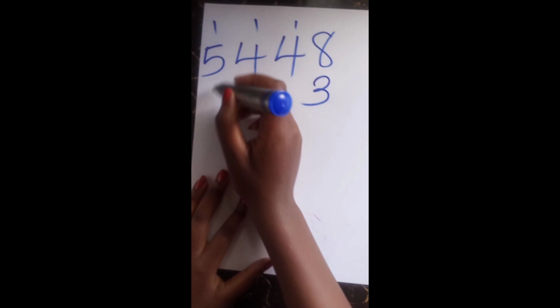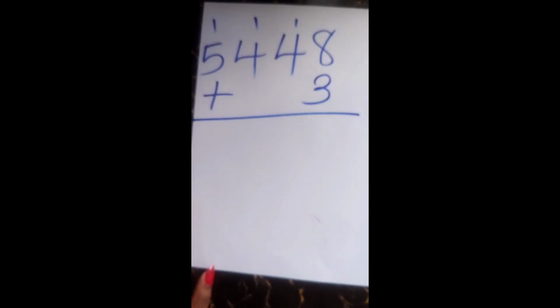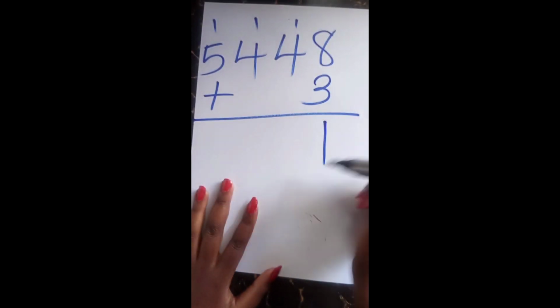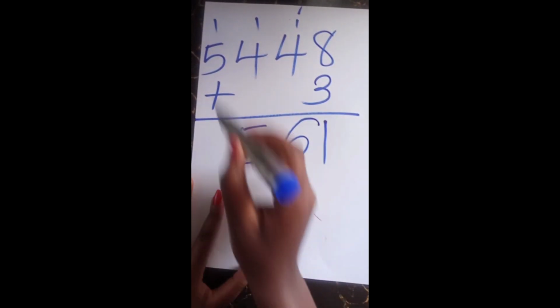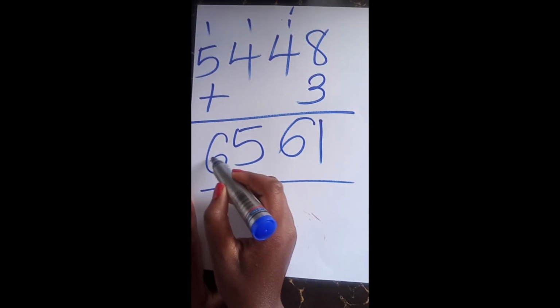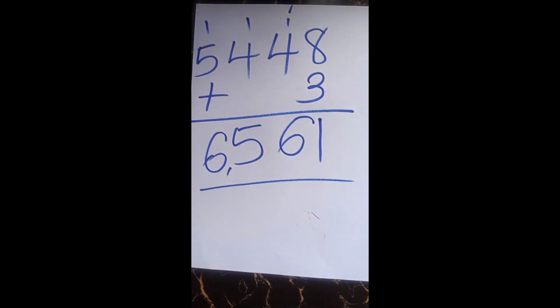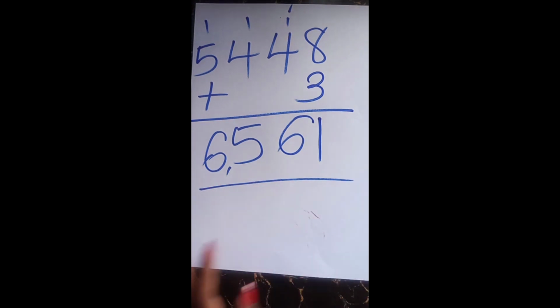And then now you have simple arithmetic. So what is 8 plus 3? 8 plus 3 is 11. So we'll write a 1 here and carry a 1 over here. 1 plus 4 is 5. And 1 plus 5 is 6. And just like that, you have your answer. So the answer to this question is this number here. Are we together? Yes.